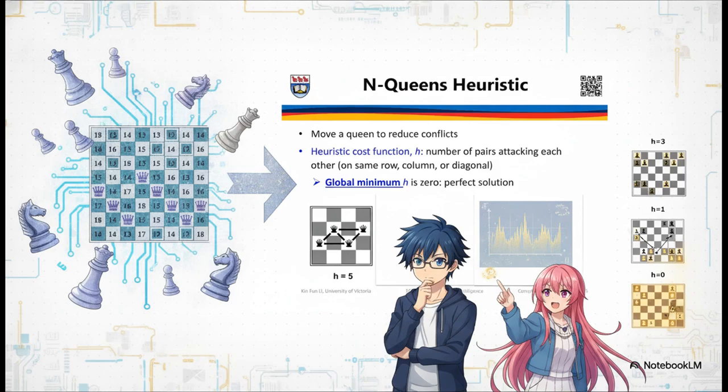Starting with a totally messy, high-scoring board, the AI's only job is to look at its immediate options and make a single move that lowers that number. It just keeps sliding pieces around, aiming for that perfect global minimum where H hits exactly 0.